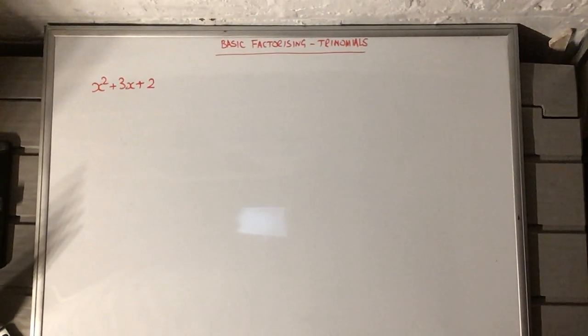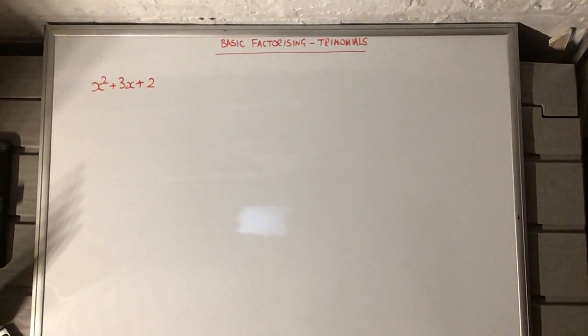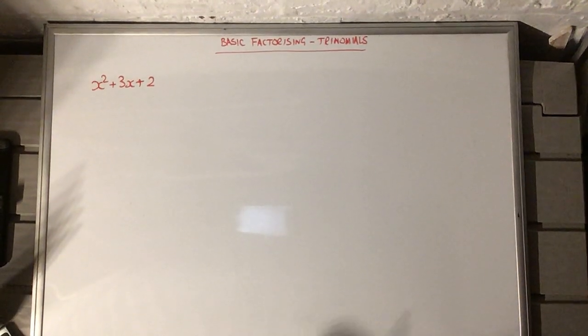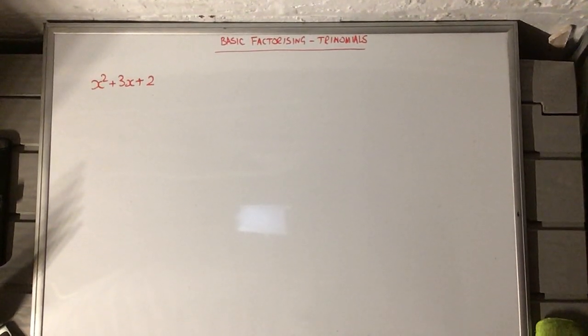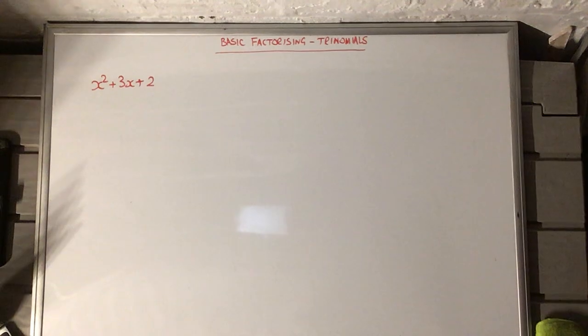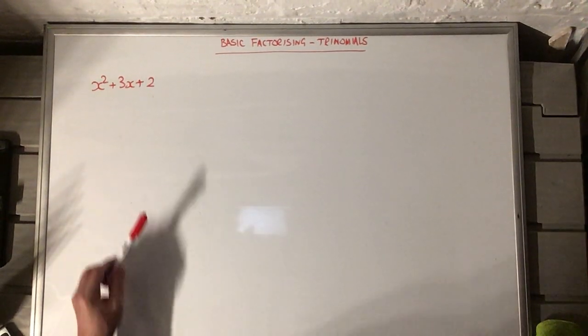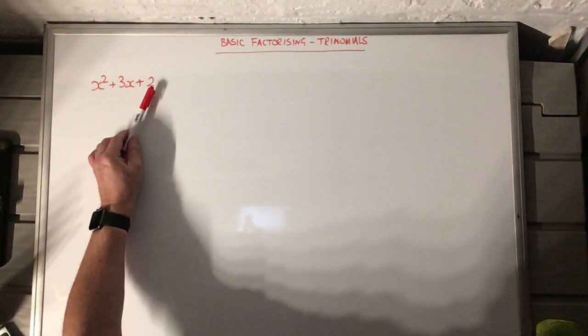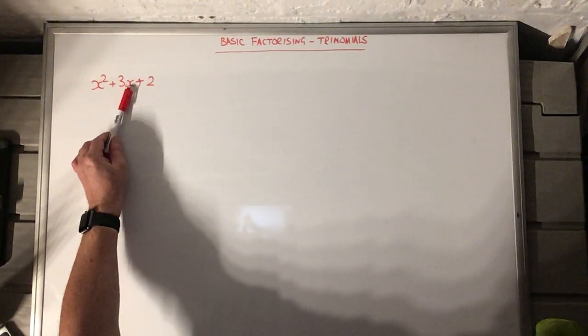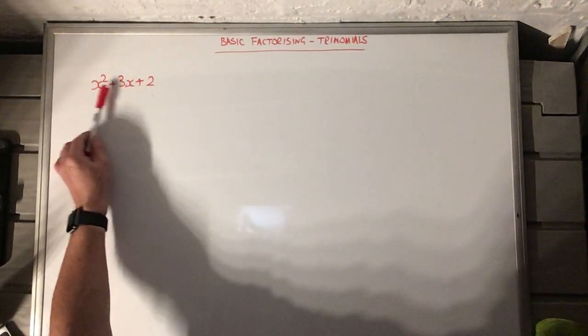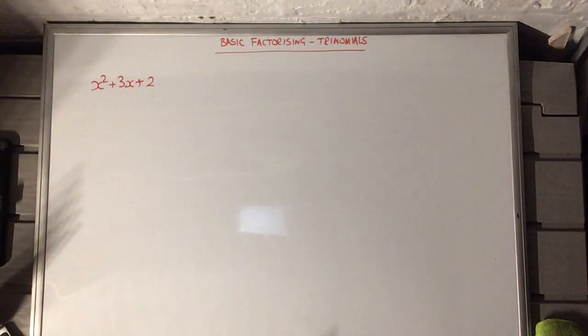Okay, this video is about factorising at the National 5 level, and it's involving trinomials. Now trinomials is three terms in x, and we have x to the power 0, x to the power 1, x to the power 2, that's why it's called trinomials.